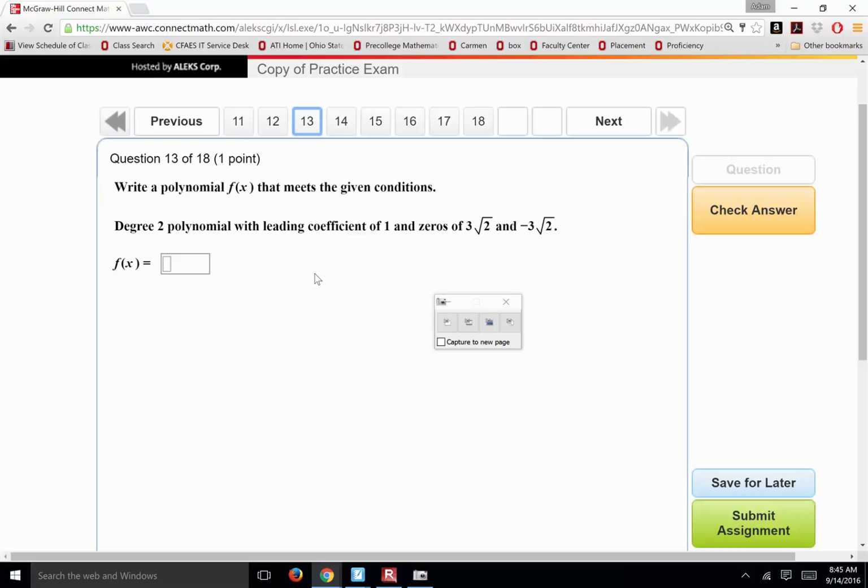You create a polynomial from its zeros by simply multiplying x minus the first number, x minus the second number, and the leading coefficient. So the answer is 1 times x minus this times x plus 3 root 2. You always take the opposite. Okay? You just need to FOIL it. We've done this.